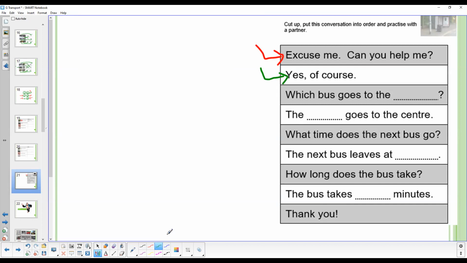Excuse me, can you help me? Yes, of course. Which bus goes to the city center? The bus 50 goes to the center. What time does the next bus go? The next bus leaves at 11 o'clock. How long does the bus take? The bus takes 15 minutes. Thank you. Well done.